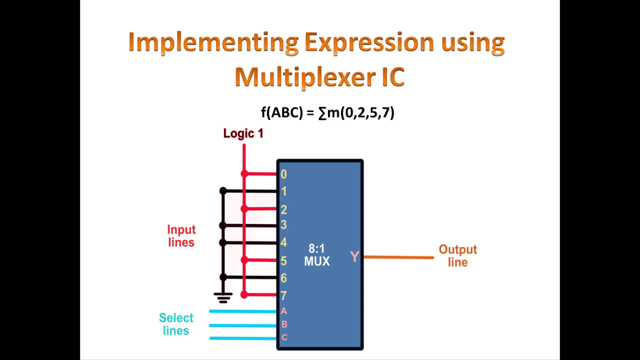If we are given this expression, the advantage of using a multiplexer is that we don't need to reduce it. We just connect 0 2 5 7 to logic 1 and the rest to logic 0. You can see the inputs 0 1 2 3 4 5 6 7. Out of these, 0 2 5 7 are connected to logic 1, and the remaining lines are connected to logic 0. Whatever input we give, we get output only for 0 2 5 and 7. If the input is 0 0 0, this will come out and we get high. So we get high only for these particular inputs and not any other.